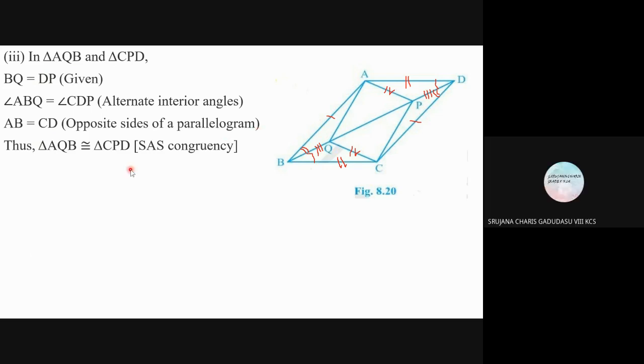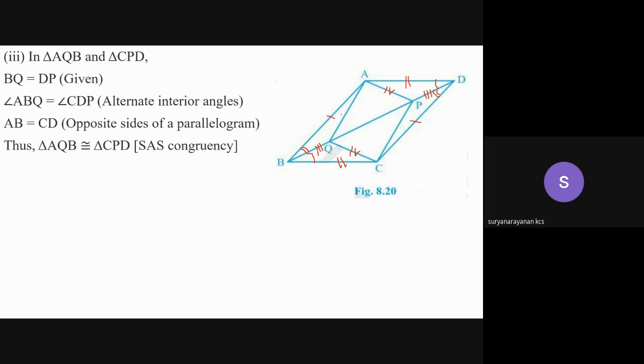AQ and CP. See here, previously I told you a technique. In the first line of this slide, triangle AQB, 3 letters are there, and in the second triangle, 3 letters CPD. The first 2 letters in the first triangle are AQ. That means AQ side of this triangle is equal to CP side of the second triangle.